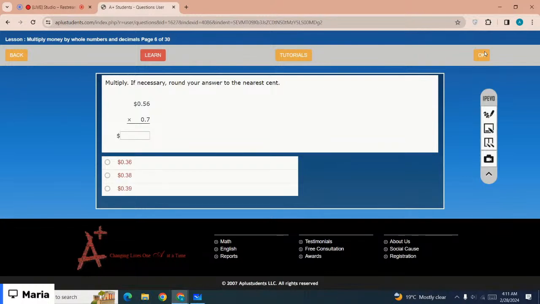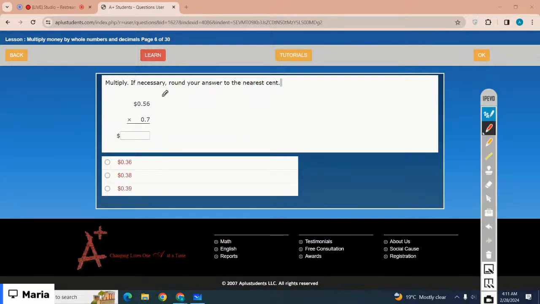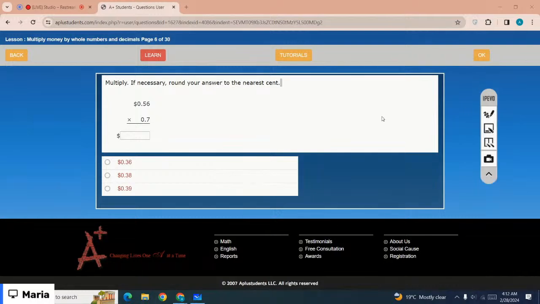The next one is 0.56 times 0.7. 7 times 6 is 42. 7 times 5 is 35 and 4 is 39. We need to move the decimal point from here to here, that is 0.39. That is the correct option, right? Option number 3 is the correct option.